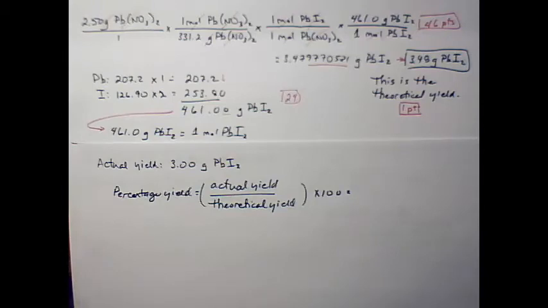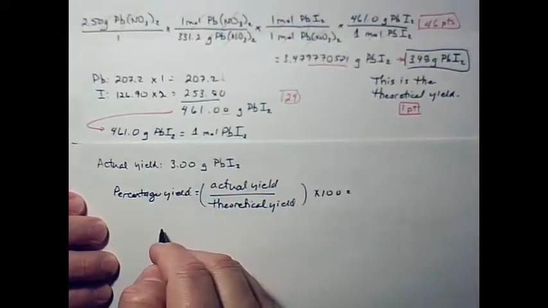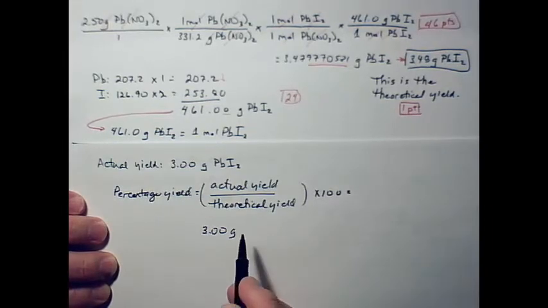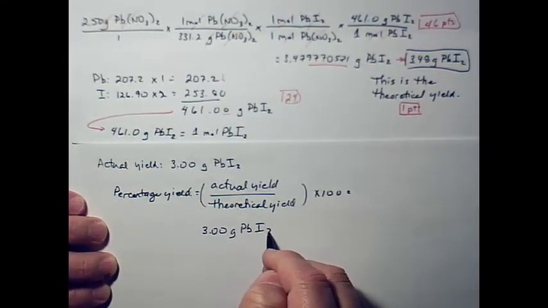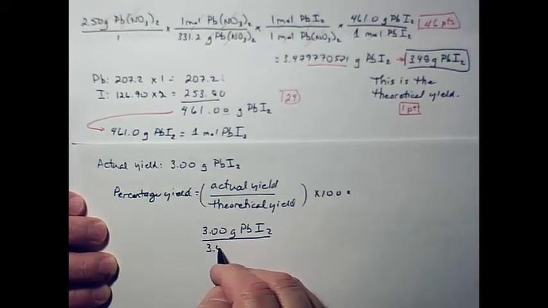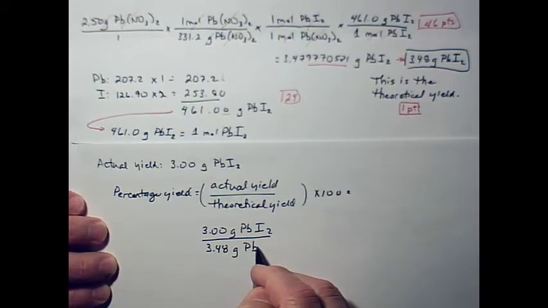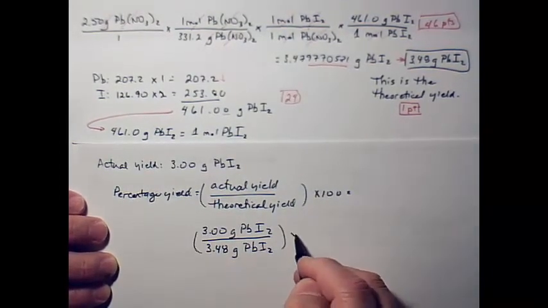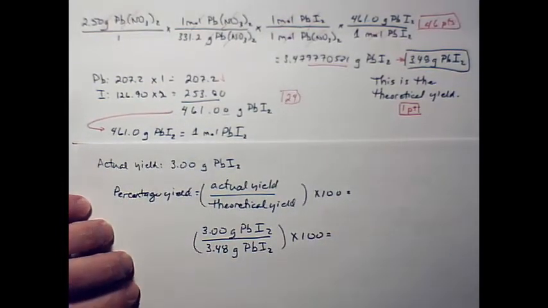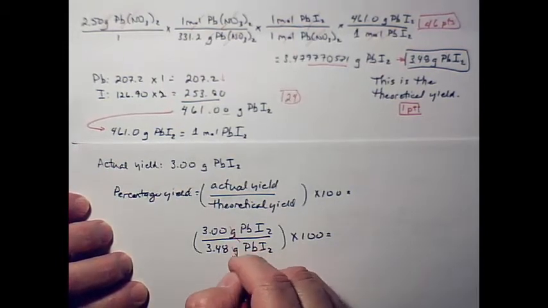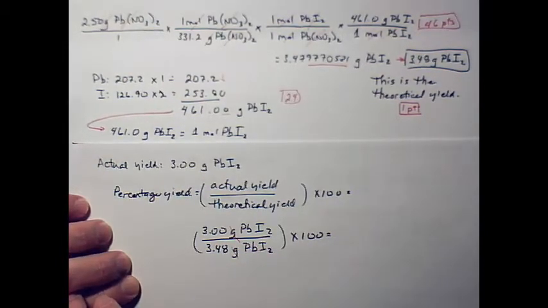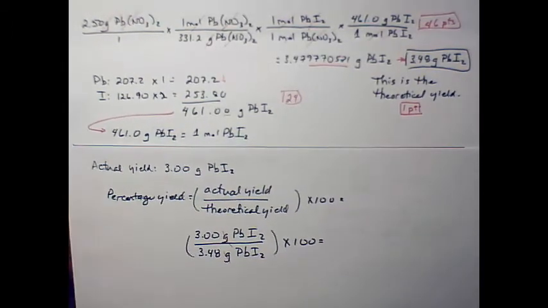Now, I want to show you something about percentages. If we take this actual yield of 3 grams of lead-2 iodide, we put it over 3.48 grams of lead-2 iodide, put it in parentheses, multiply by 100 to find our answer. If you follow the procedure I've taught you to follow, and you should, units are going to cancel. Okay? Percentages are always unitless answers. If you have a percentage and you weren't able to cancel the units, something's wrong. Okay? Just so you know.